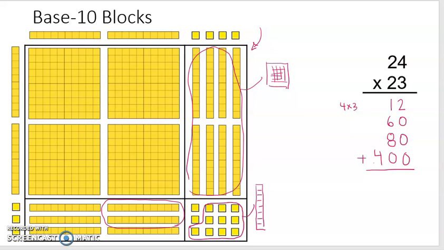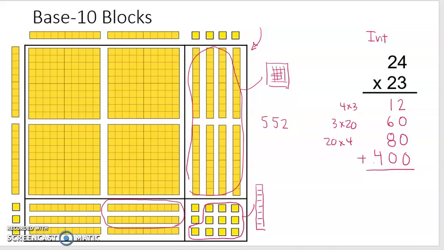So just looking at the base 10 blocks, after I do all of my exchanges, I've got 5 flats, 5 longs, and 2 ones. So via just base 10 blocks, it would be 552. Via this intermediate algorithm, where you keep track of place values: 3 times 4 is 12, 3 times 20 is 60, 20 times 4 is 80.